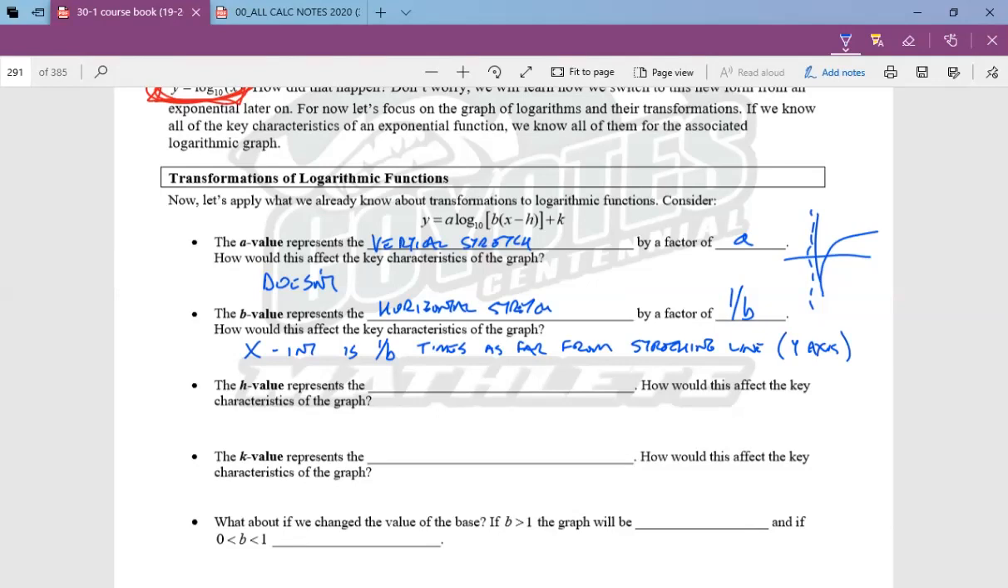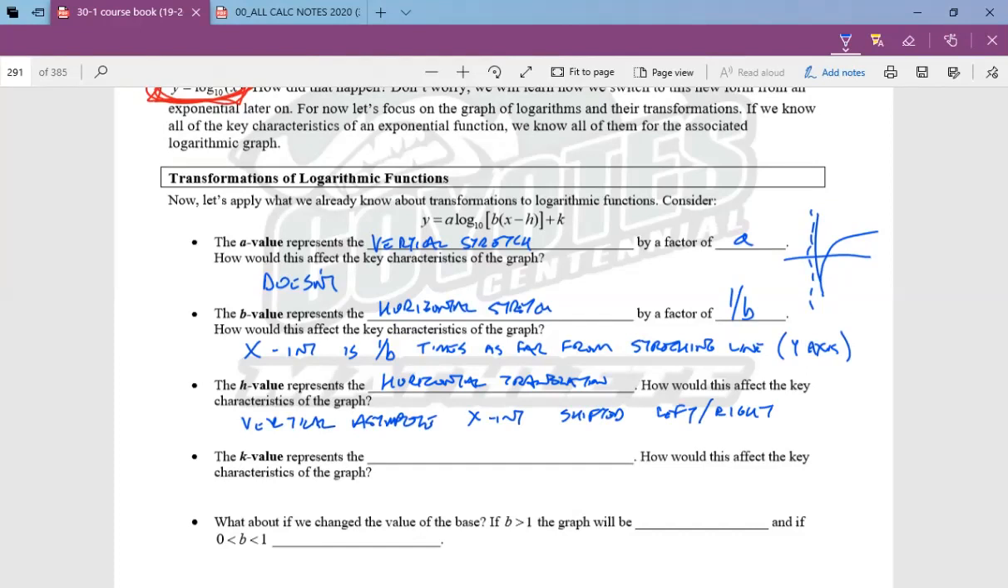The asymptote doesn't move because the asymptote is on the y-axis. Our h value is a horizontal translation, or horizontal shift. This shifts your vertical asymptote and your x-intercept, shifted left if h is negative, right if h is positive.